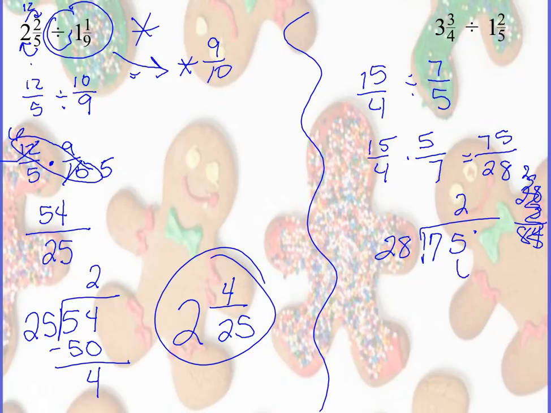2 times 8 being 16, carry the 1, it's 56. So I'll make 2 groups of 28. I'll use 56 pieces. I'll subtract. I get 15 minus 6 is 9. 6 minus 5 is 1. So now I have made 2 whole groups. I have 19 left over out of 28.